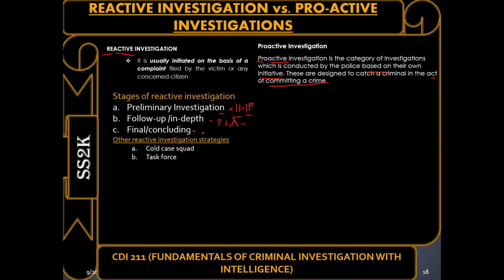Kailan nga ba tinatawag na cold case ang isang kaso, no? Sa Pilipinas, kapag hindi po na-solve yung kaso ng local police units within 6 months, then yung kaso is considered as cold case na. Ayan. So, sa ibang bansa, meron pong tinatawag na cold case squad. Ano nga ba yung cold case squad? Ano ang hawak nilang kaso? So, cold case squad, sila yung may hawak ng mga cold cases kung tawagin.